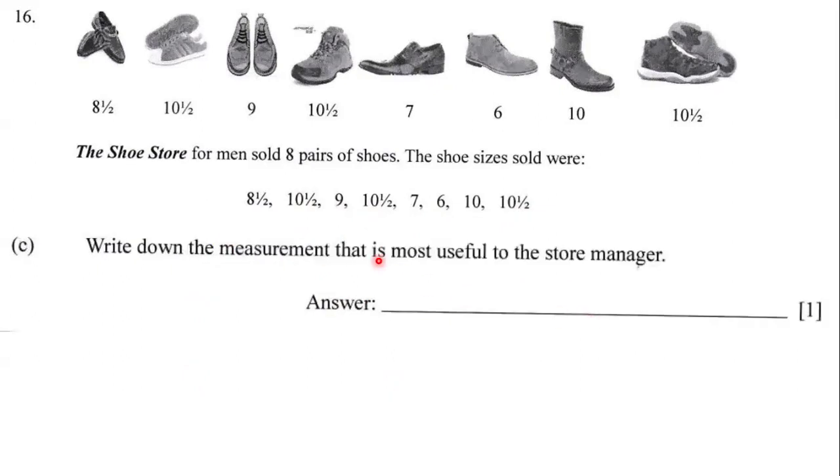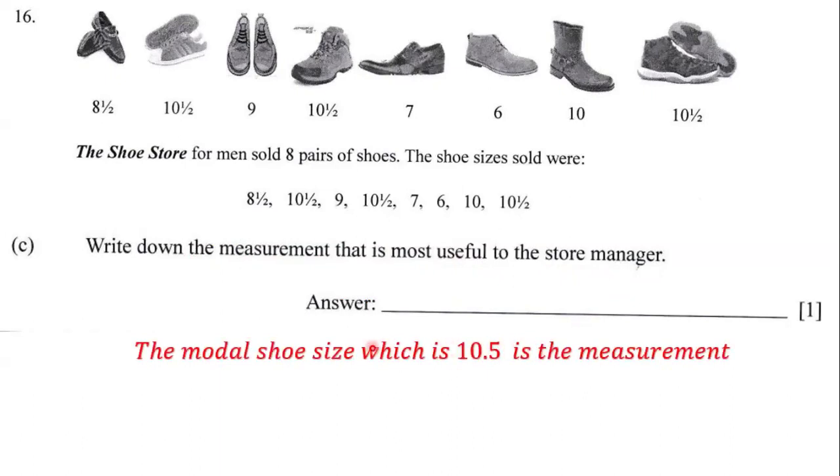Next, the question says, write down the measurement that is most useful to the store manager. So which measurement is most useful to the store manager? The modal shoe size, which is 10.5, is the measurement that is most useful to the store manager.